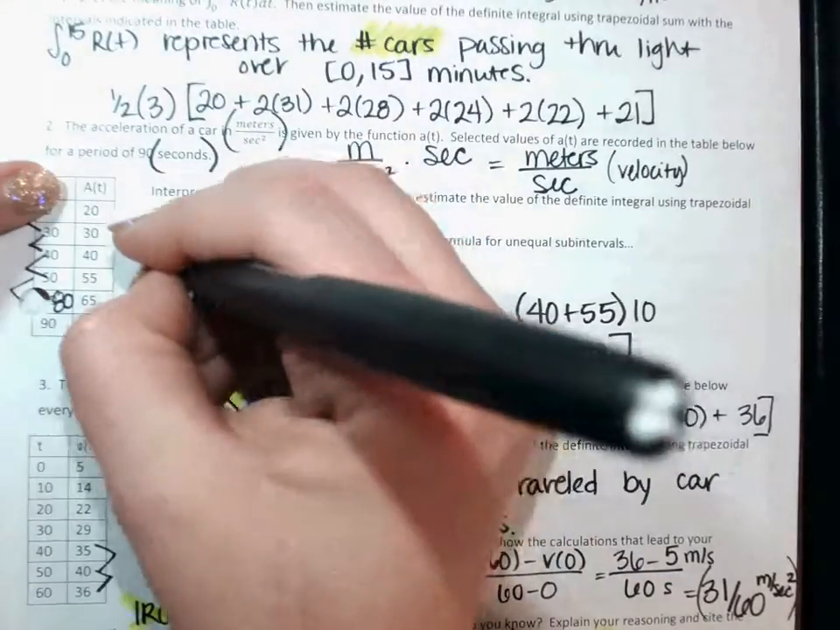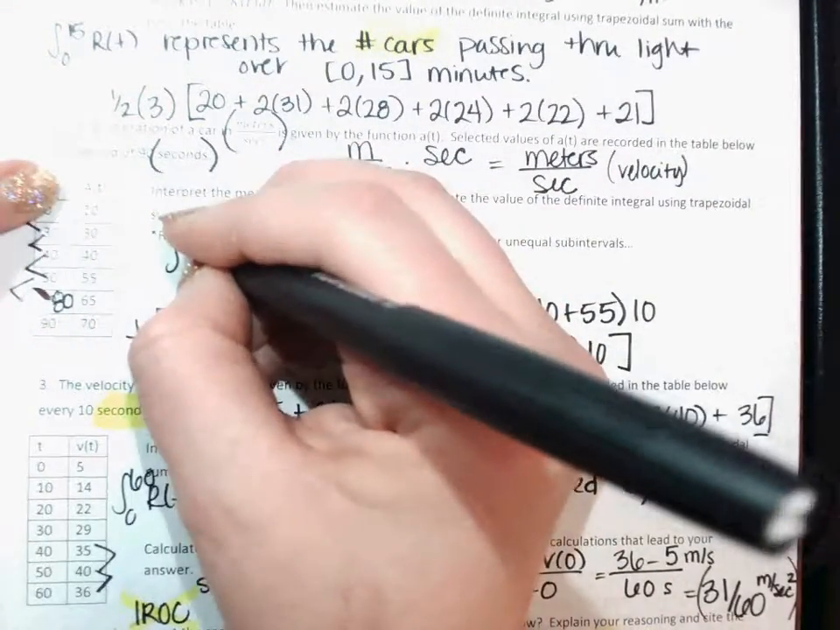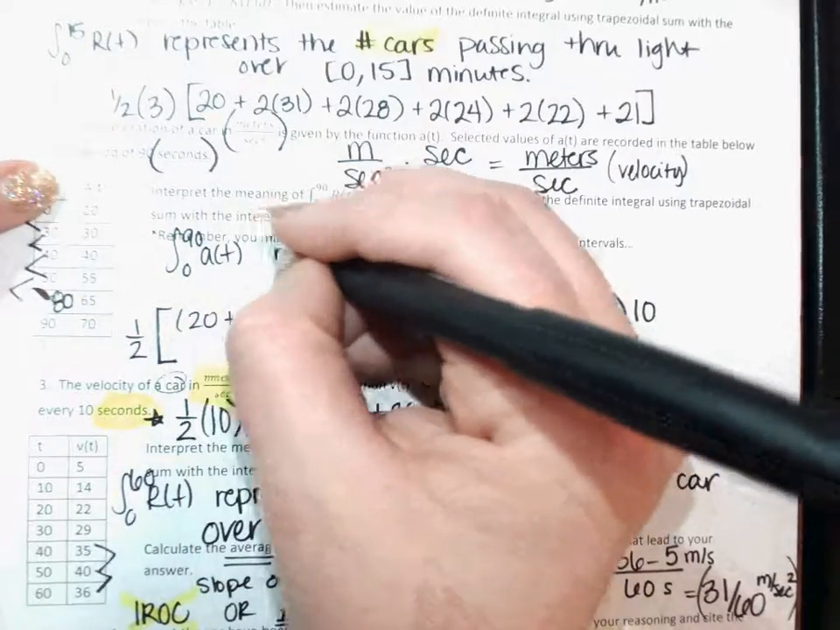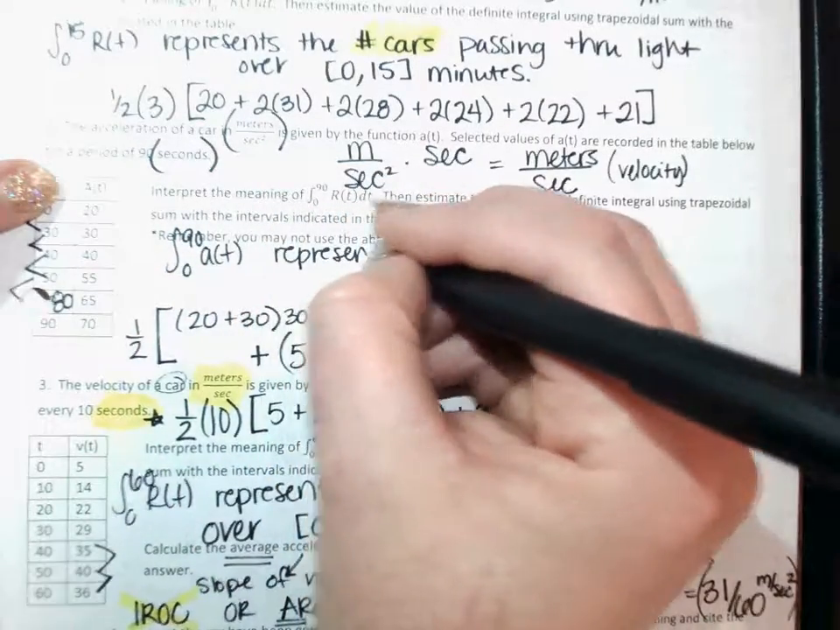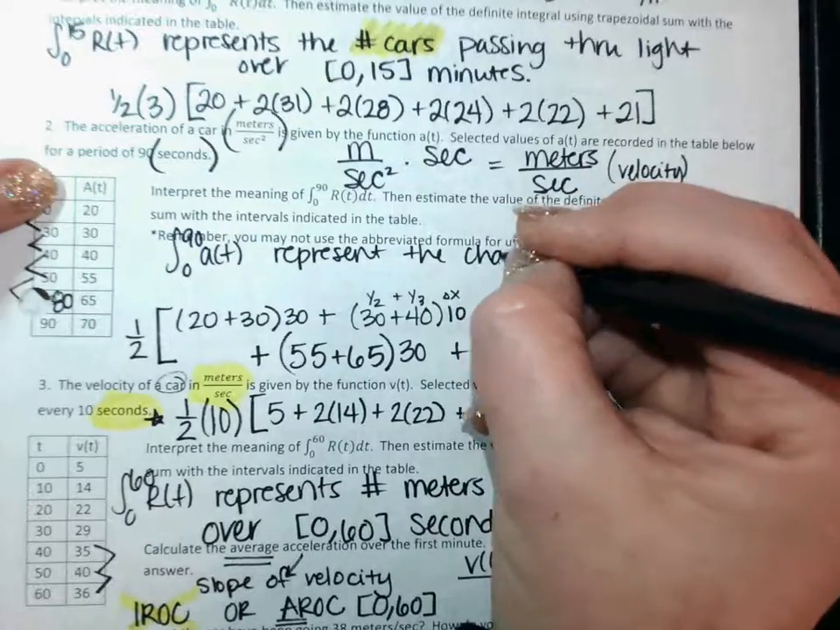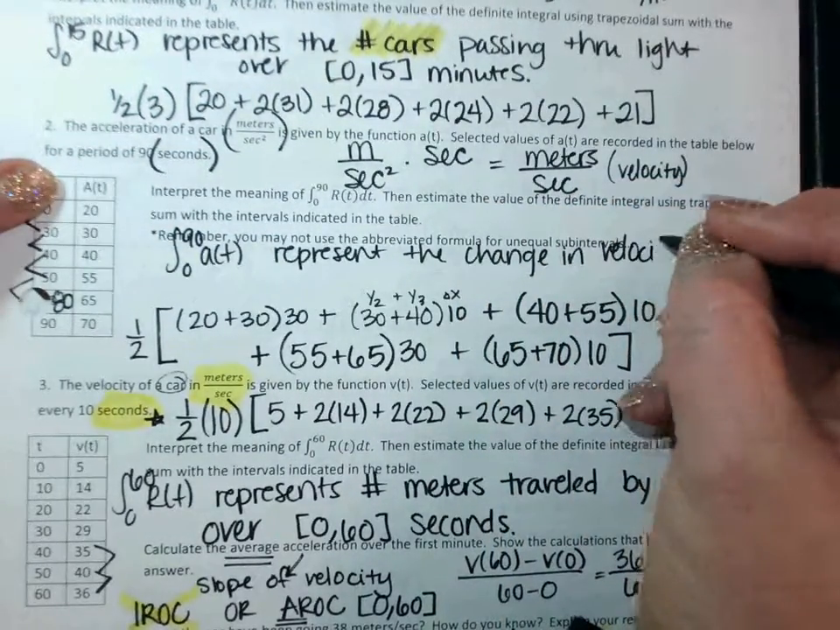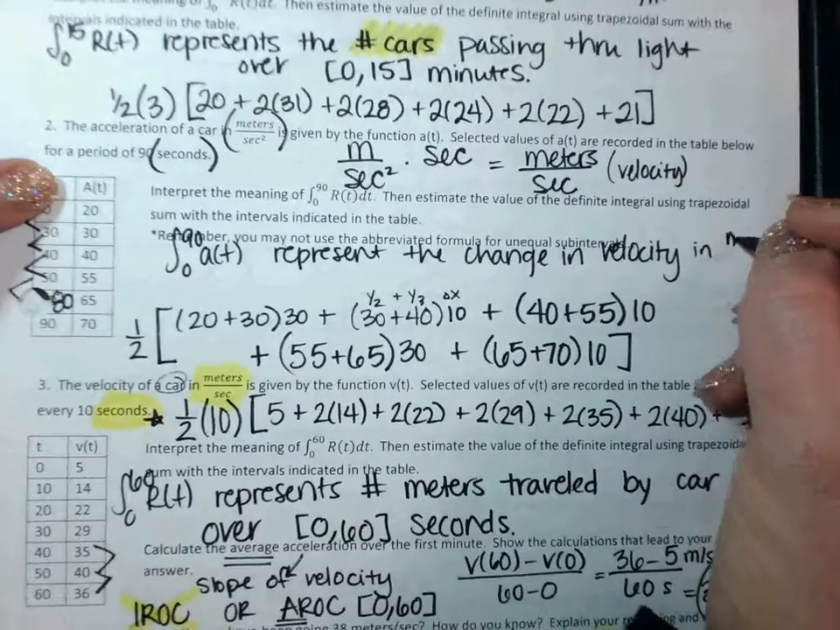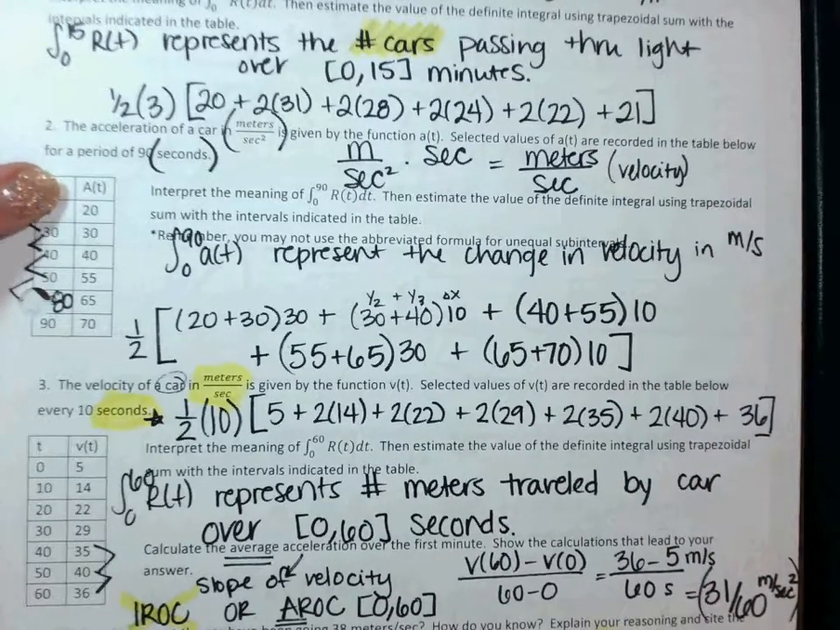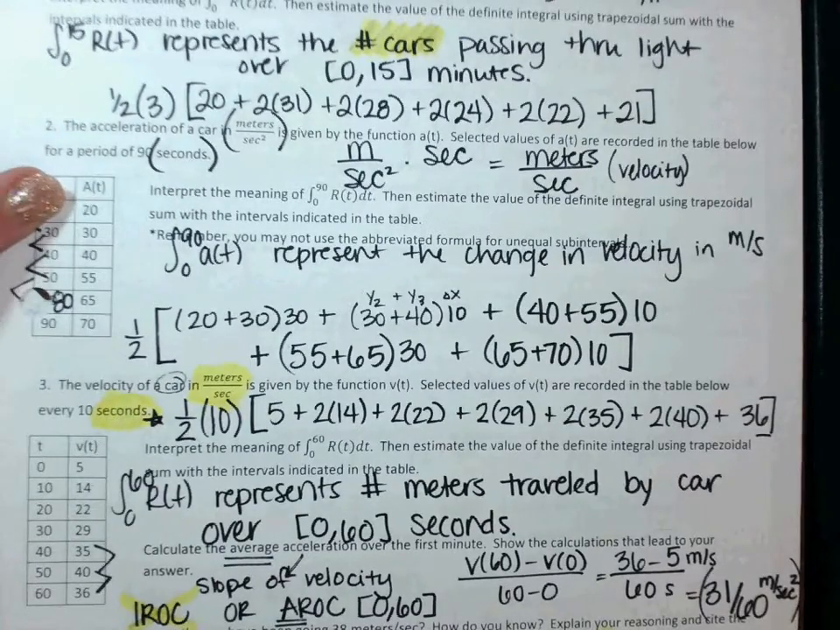So the integral from 0 to 90 of acceleration is going to represent the change in velocity in meters per second. So you multiply them together and then you're measuring how much that changed. So if it's meters per second, we measured how much the velocity changed. Okay, and then what am I missing from my interpretation? There's one other thing I have to add.